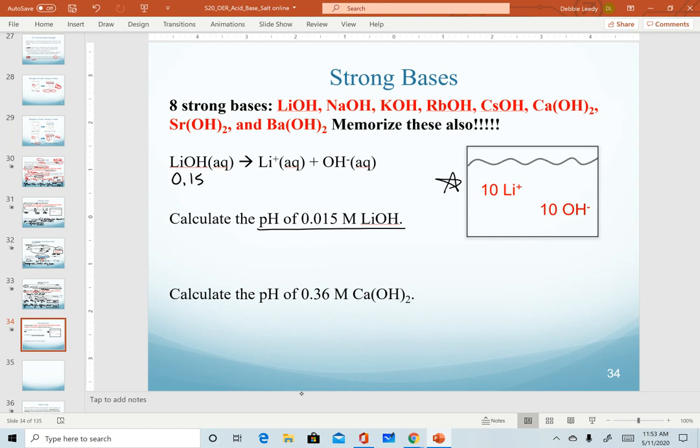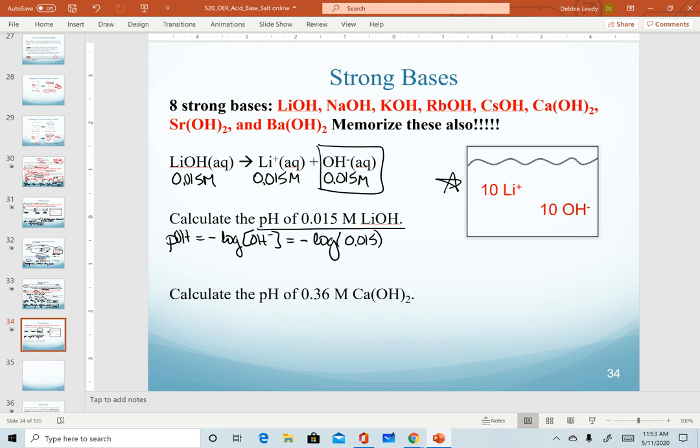So again, for lithium hydroxide, we're given an original concentration of 0.015 molar, which means both lithium and hydroxide are that exact same concentration. So realize I know hydroxide concentration, which means first I'm going to calculate my pOH. That is going to be the negative log of hydroxide concentration. We use the same rules of sig figs for pOH that we do for pH. 2 sig figs here gives us 2 decimal places.